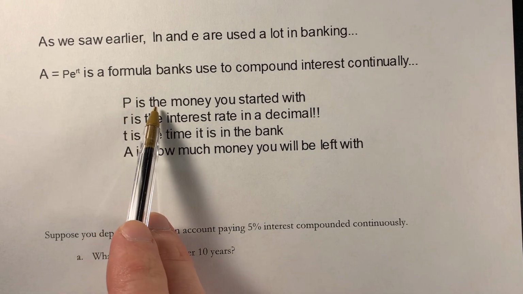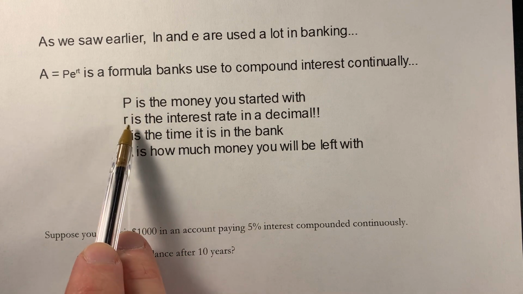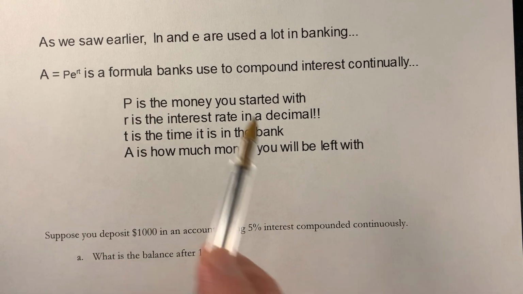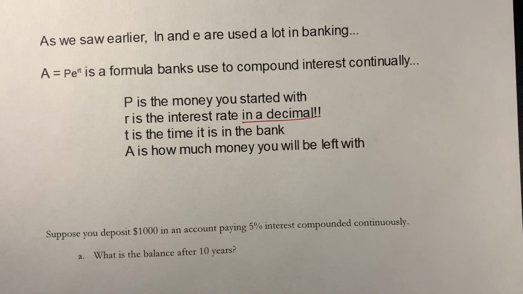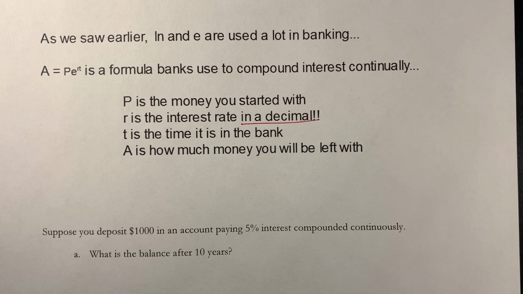P is the amount you started with, that's the principal. R is the interest rate, and it is to be written as a decimal. T is the time that the money is in the account, and A is how much money you will be left with in the end.